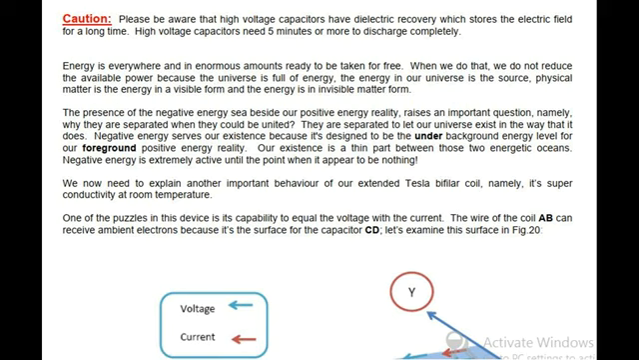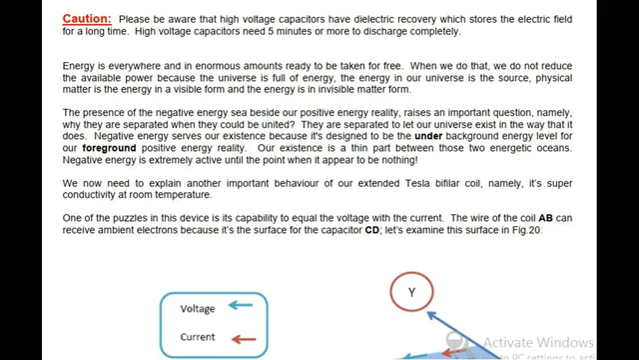Our existence is a thin part between those two energetic oceans. Negative energy is extremely active until the point when it appears to be nothing. We now need to explain another important behavior of our extended Tesla bifilar coil, namely, its superconductivity at room temperature. One of the puzzles in this device is its capability to equal the voltage with the current.